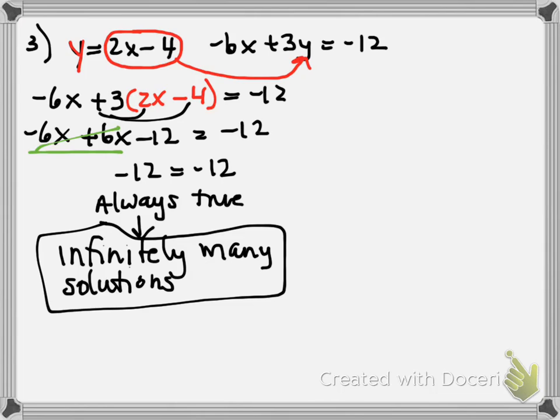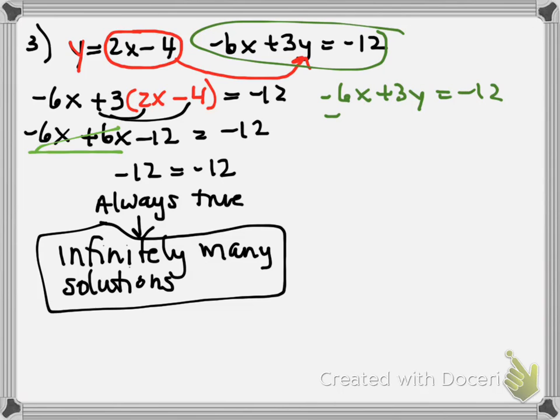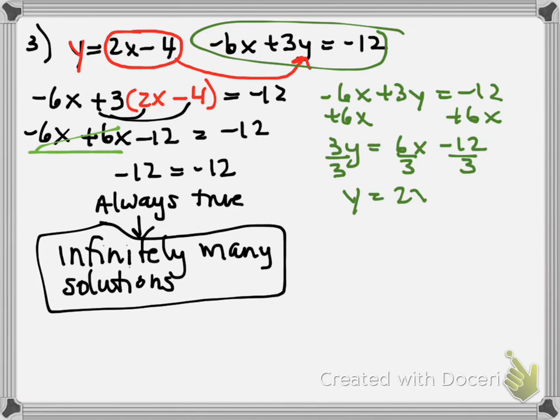Let's try that. So the first one's already solved for y, so let's take this guy and let's solve him for y. So we're going to add 6x to both sides. We get 3y equals 6x minus 12. Divide by 3. We get y equals 2x minus 4. Oh, bingo. Same line.